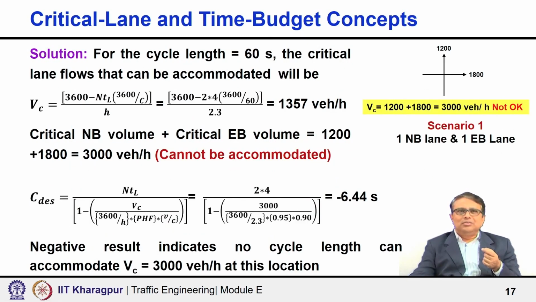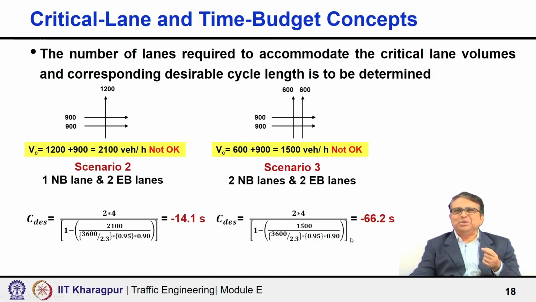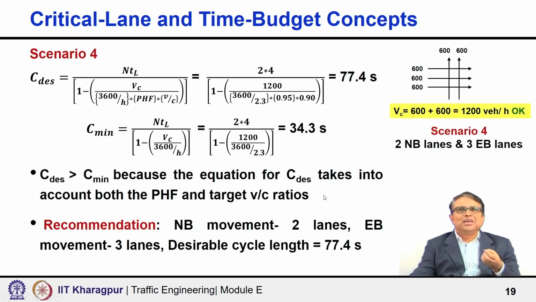So, the desirable cycle length we are still not getting. Even with two lanes on the northbound and two lanes on the eastbound, with all other things and the given traffic volume, we cannot get a designed signal cycle or desirable cycle length which can handle this traffic at this intersection. Go for a further trial. Here we consider two lanes northbound and three lanes eastbound.